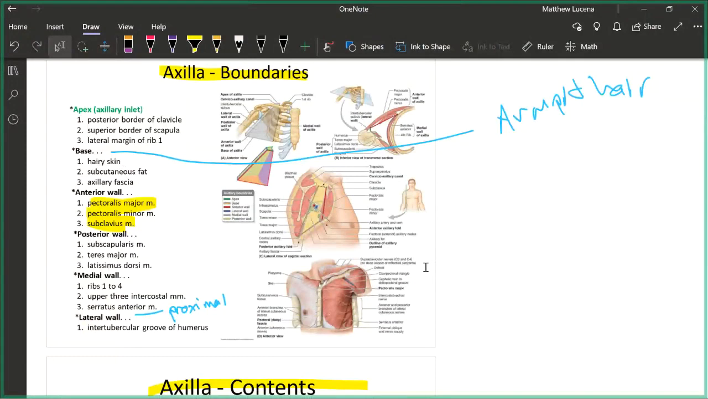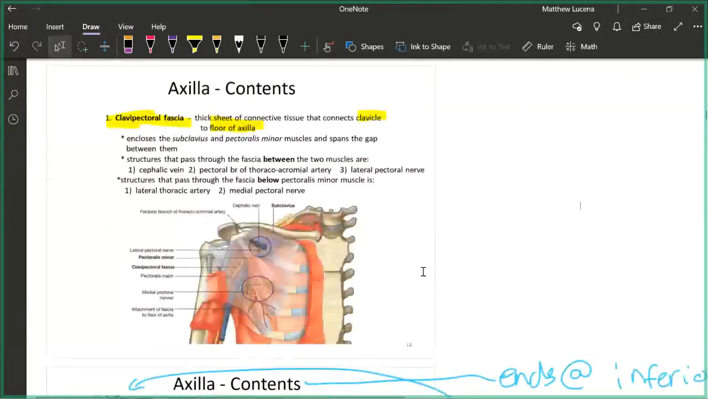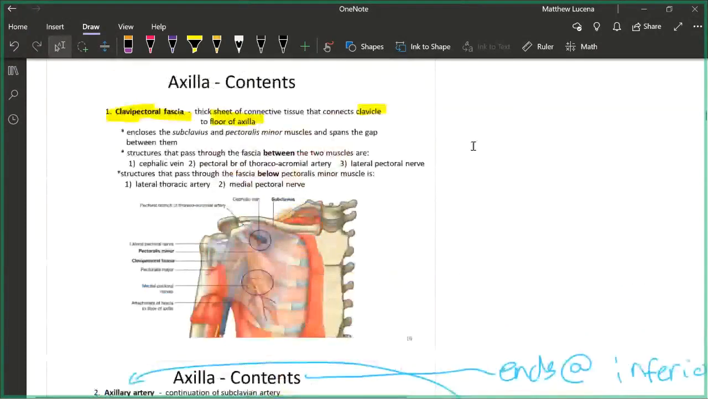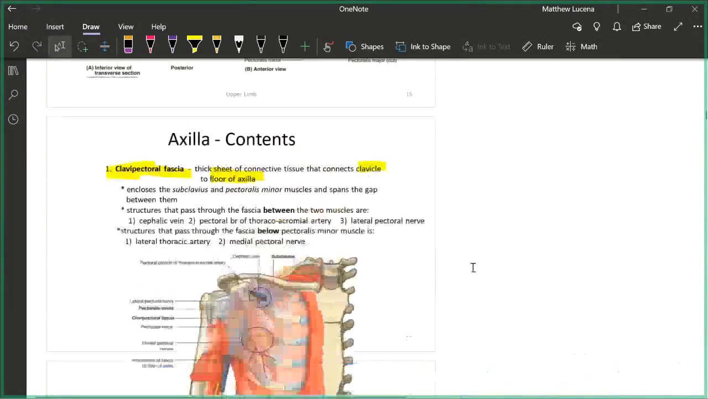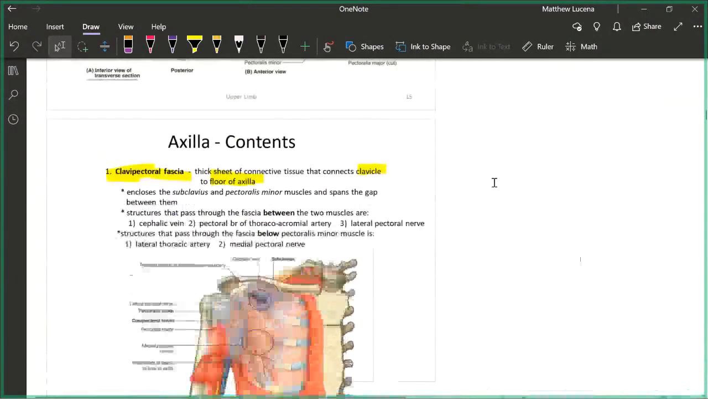Aaron or Matthew, do you guys want to share anything over the contents? I mean, I'm mostly going to just read off the slide. The axilla is not my forte, but since your slides don't really have words, I think it's better if we go over the list of some of these contents here.